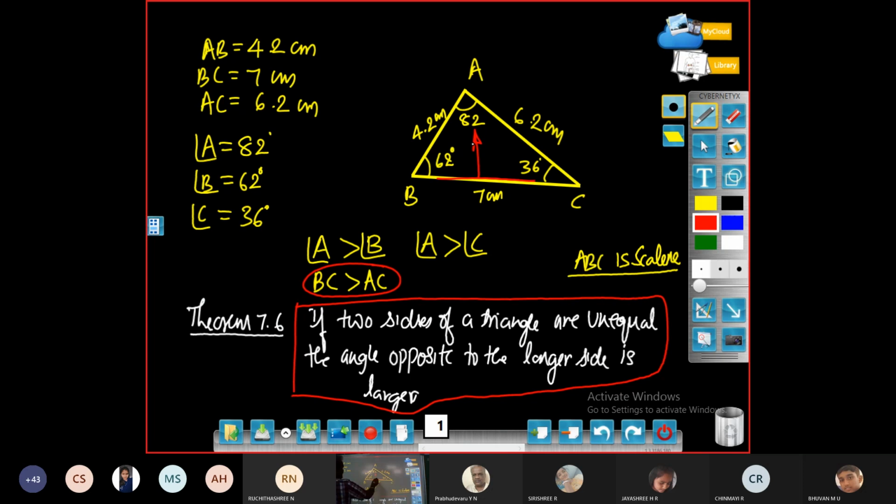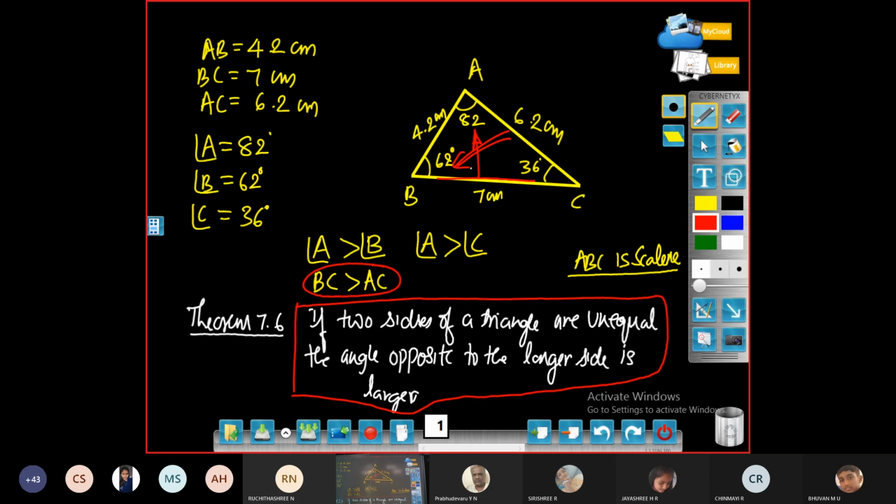And then side AC is smaller compared to BC. Then the opposite angle, you look at that, it is 62 degree. So 82 and 62, 62 is smaller, 82 is greater. So if the sides are unequal, then the opposite angles are also unequal. So the larger the angle, the larger will be the side opposite to that one. If the side is larger, then the angle opposite to that is also larger.